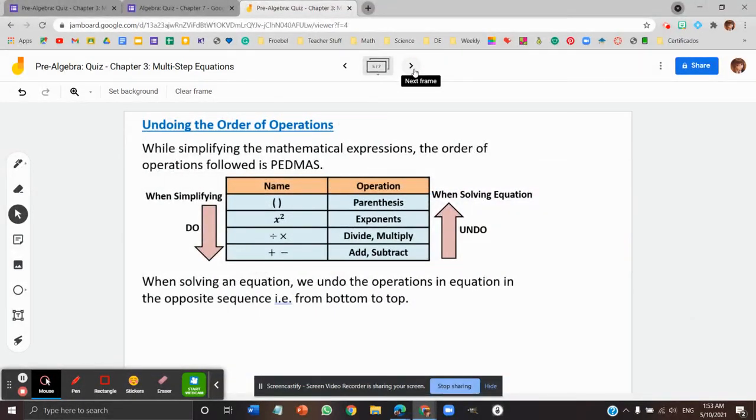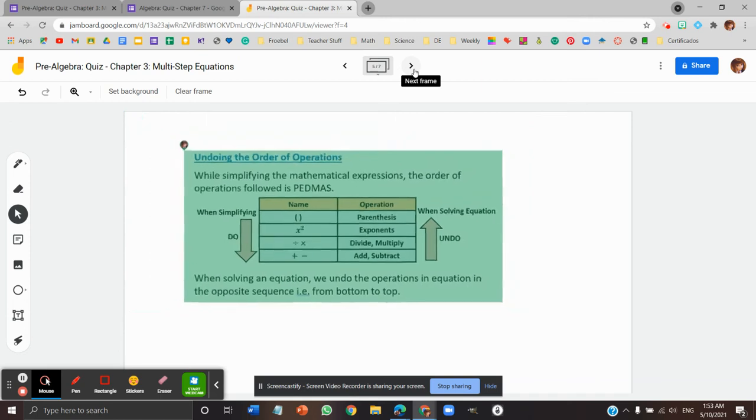Now let's go through some of the rules. Again, when I am simplifying a mathematical expression, the order of operation is as follows. When I am simplifying something, I'm going to try to always follow that order of operation, where the first thing I'm going to do is try to solve for what is inside the parentheses.